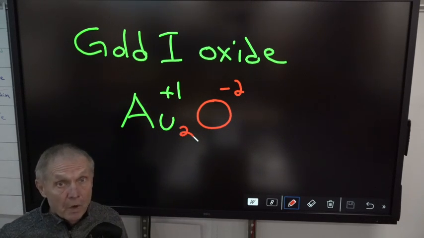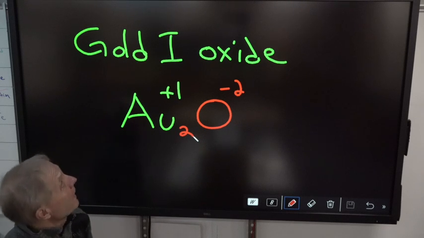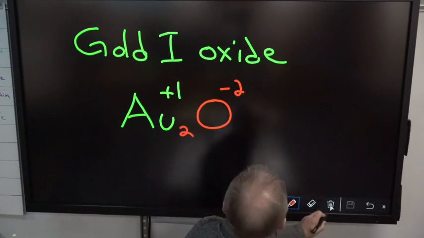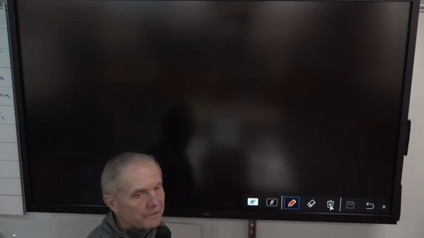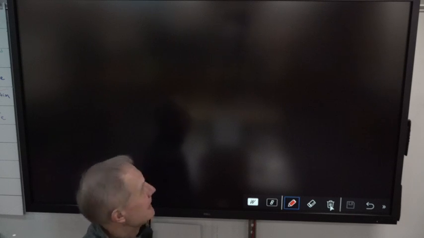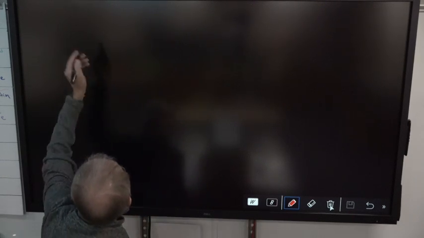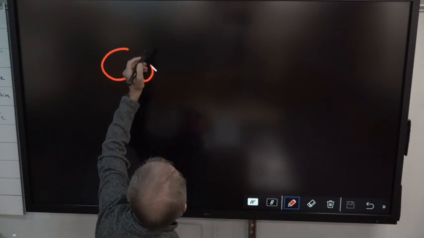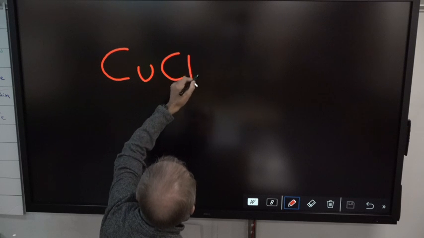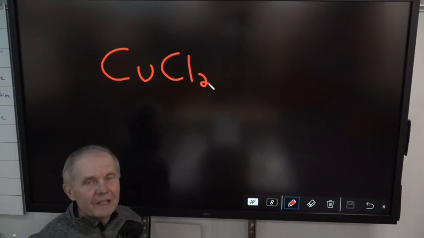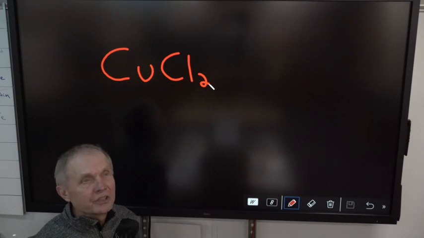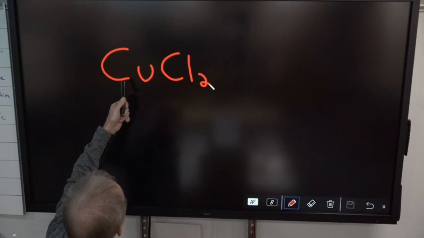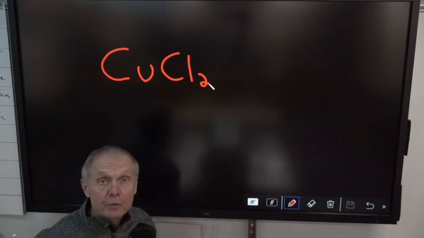Okay? The other way to name, where I give you the compound and you have to name it, is a lot harder. So watch. If I were to give you CuCl2, and I said name that, most of my students would go, oh, that's copper chloride. That's wrong.